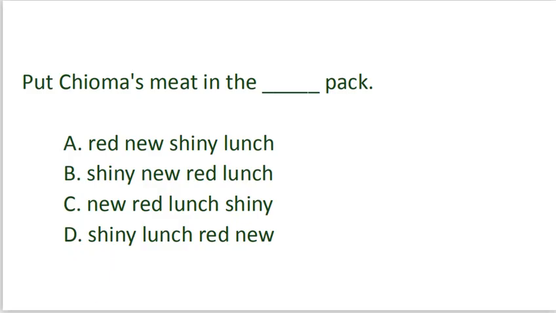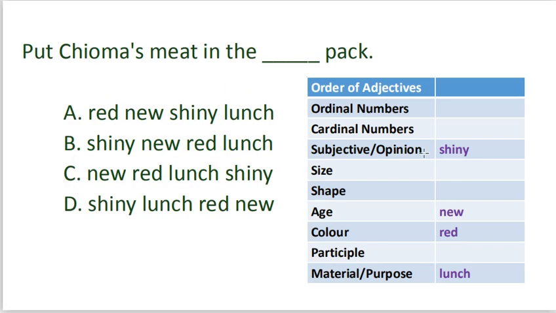This question is based on the order of adjectives. In English, adjectives usually follow a specific order. Here we have 4 adjectives: adjective of opinion, age, color, and purpose. Shiny is an adjective of opinion. We also call it subjective adjective. New is adjective of age. Red is adjective of color. Lunch is adjective of purpose.